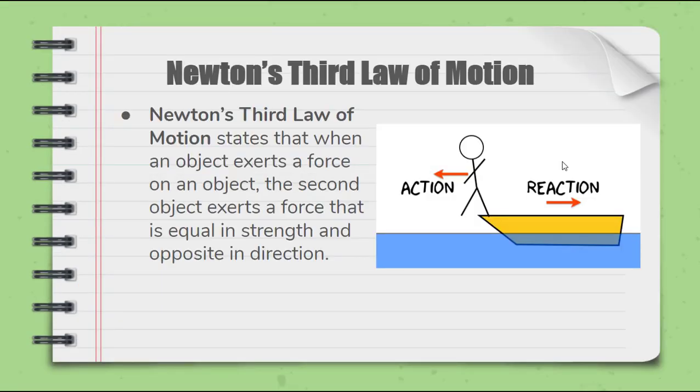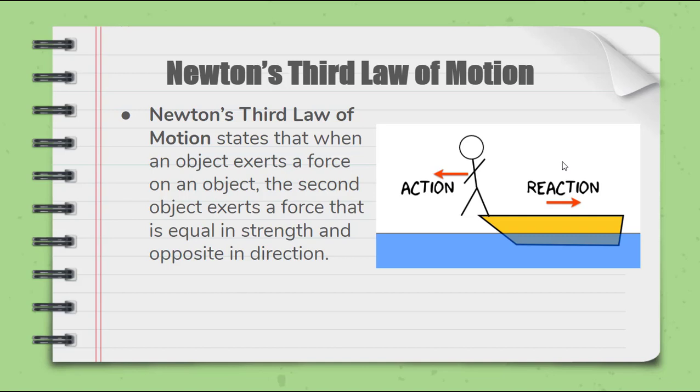Newton's third law of motion states that when an object exerts a force on an object, the second object exerts a force that is equal in strength and opposite in direction. Now, this is a little bit more difficult to visualize because typically when we apply a force on an object, the opposite force is with the Earth, and it's very, very difficult to see the Earth move due to that because the Earth is massive.